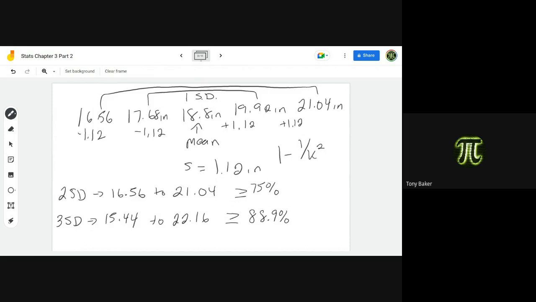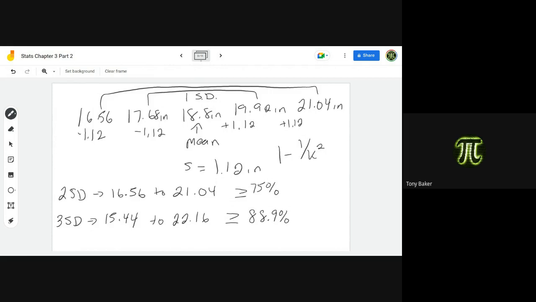So it's 1 minus 1/4, which is 75%. I'm still kind of confused. Do 1 minus 1/4 in your calculator. Is it always going to be greater than or equal to? Yes, Chebyshev's rule says always greater than or equal to. And after today, we're going to very rarely use Chebyshev's rule. All right, so I got it as 3/4, which is 0.75. 75%. Yes.